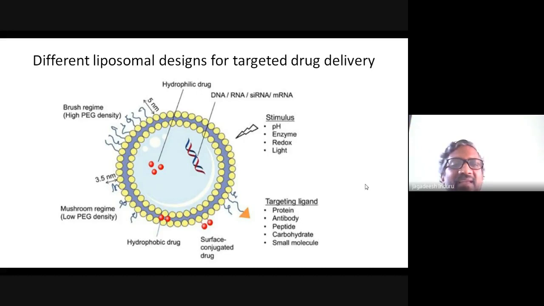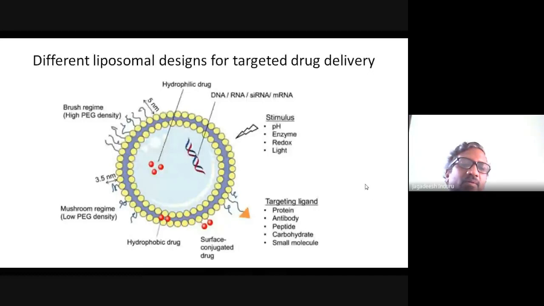After making it, we have different sites where you can load the drug: within the liposomal membrane, on the surface of the membrane, or inside. It means endo, exo, and within. So you are going to have these loadings taking place.